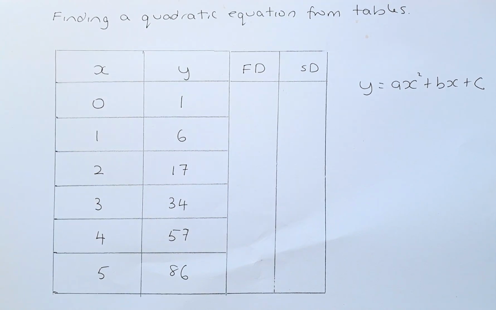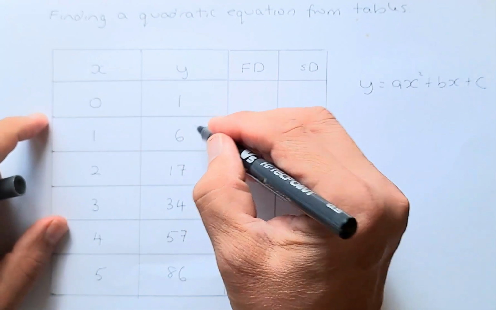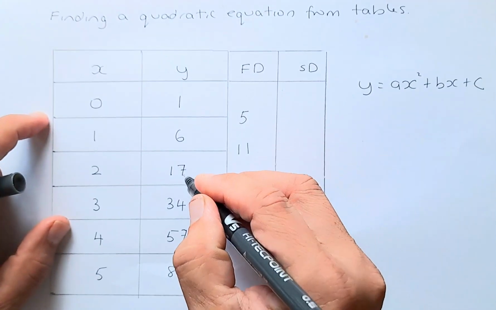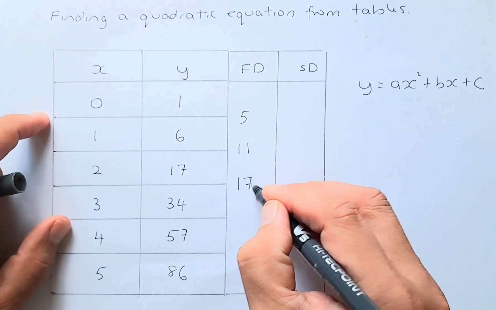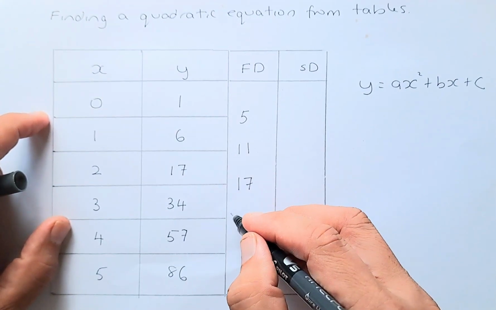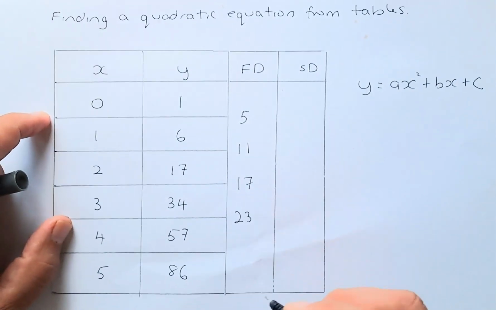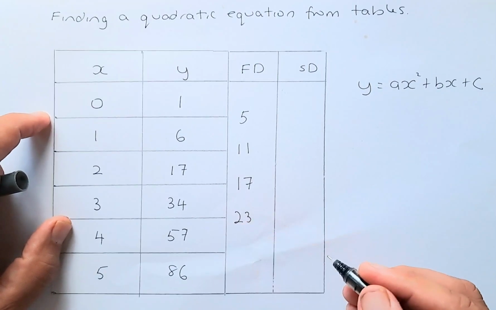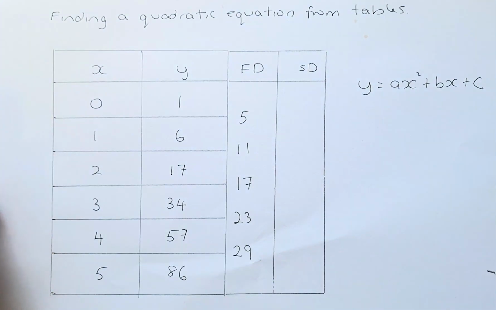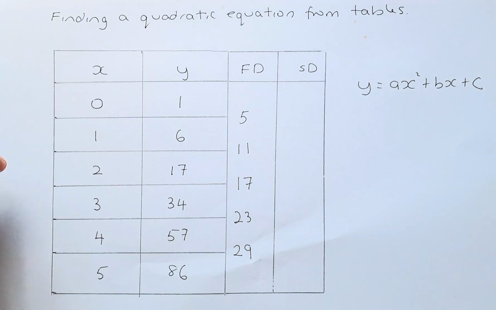The idea is to find the values of a, b, and c, which we will learn later on. First things first, we need to find the first difference between the y values. Between 1 and 6, the difference is 5. 6 and 17, the difference is 11. 17 and 34, the difference is 17. Then 34 and 57, the difference is 23. And last but not least, 57 and 86, the difference is 29. So the first thing we need to do is find the difference in y for the first difference.